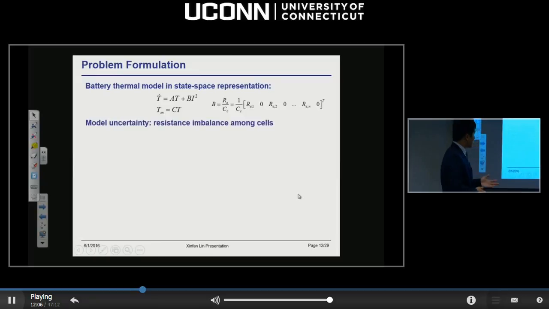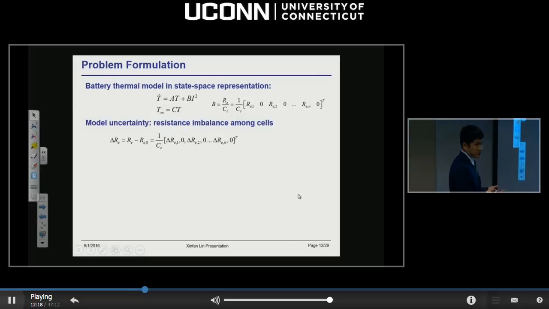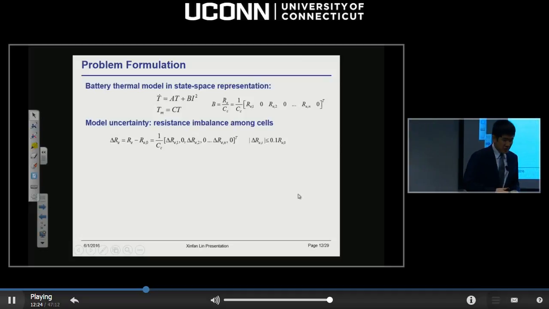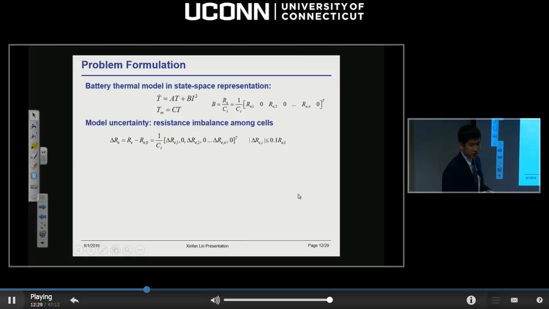So like I mentioned, I can only know the RE for the cells with sensors on them. For the rest of the cells, I need to assume that they have the same value. So it is likely that we have some kind of model uncertainty in the resistance for the cells without sensors on them, which is delta RE_i in here. We do not know the exact value of this delta RE_i, but it is safe to say that they will fall within a certain range, for example, 10% of the nominal value, based on our past experience.